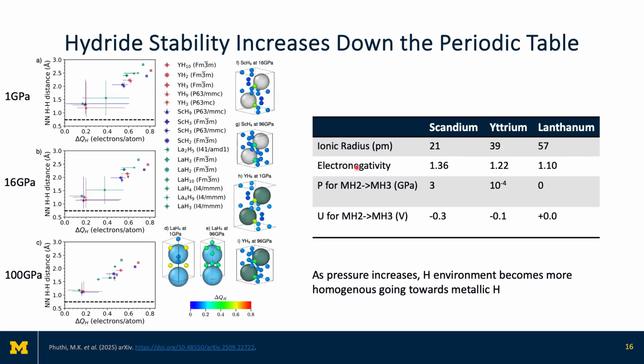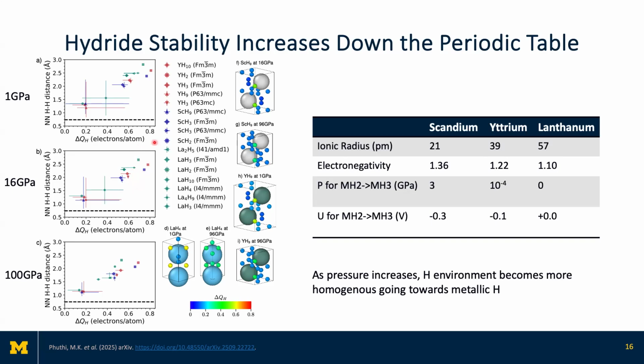Which we can tie to things like electronegativity, right? Lanthanum is the least electronegative of them all. And we can study how the metal ion, yttrium, scandium, lanthanum, transfers electrons or charge to the hydrogen, right? So when you form a metal hydride, the hydrogen gains some amount of charge from the metal ion, and the amount of charge is somewhat determined by the electronegativity, right? If the metal is willing to give up some electrons to the hydrogen, then that's a good thing because you're going to form a more homogeneous state for the hydrogen.